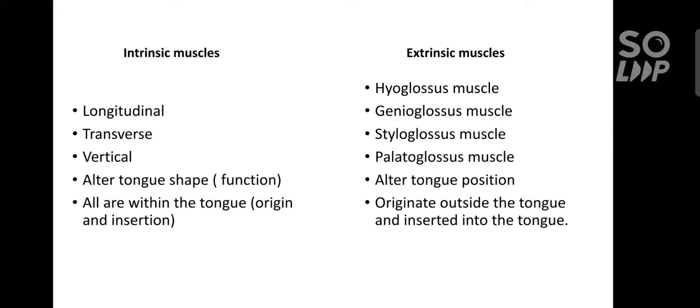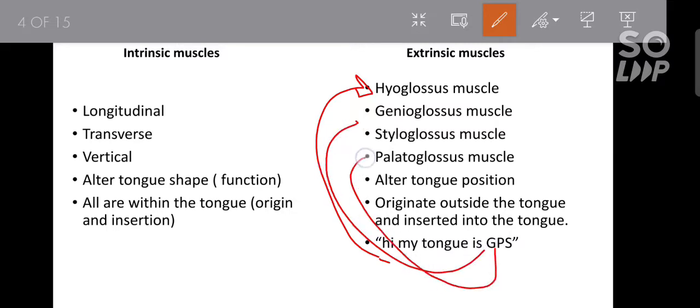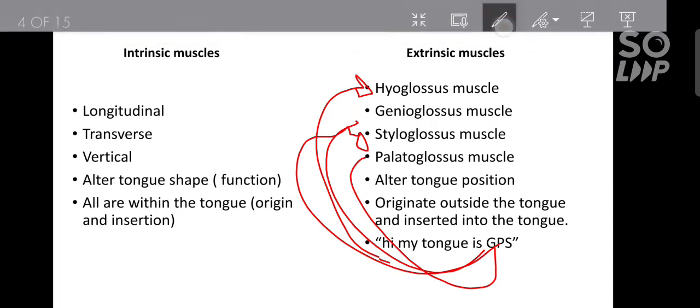To easily memorize the extrinsic muscles, say, "Hi, my tongue is GPS." Hi refers to Hyoglossus muscle, G refers to Genioglossus muscle, P Palatoglossus muscle, S Styloglossus muscle. This is for easy memorizing the names of extrinsic muscles.